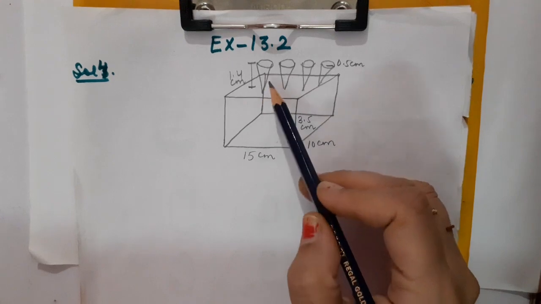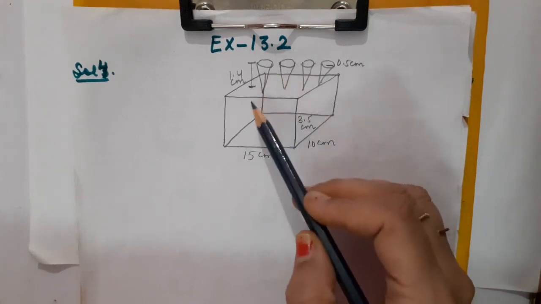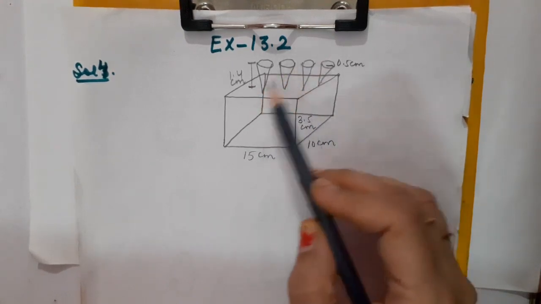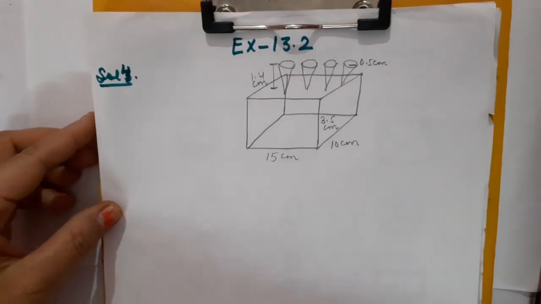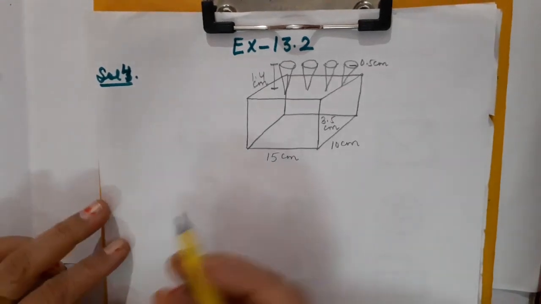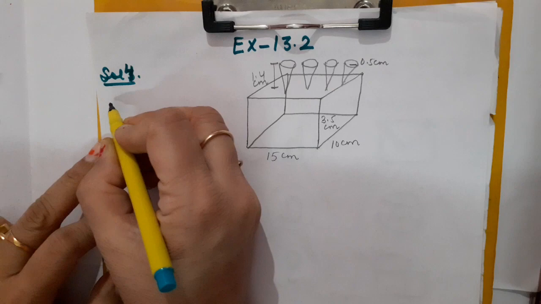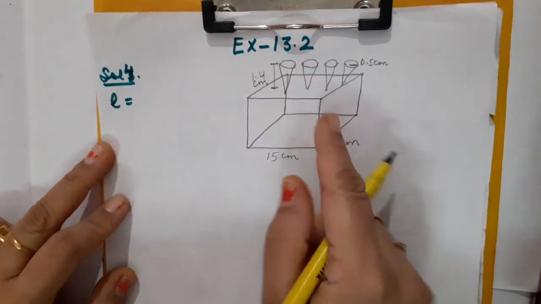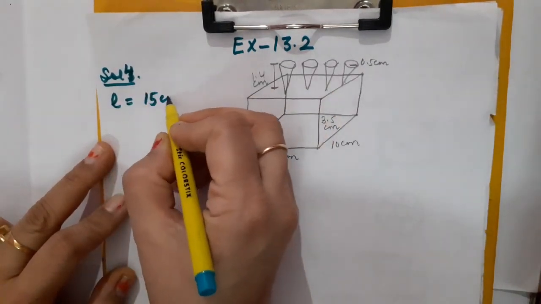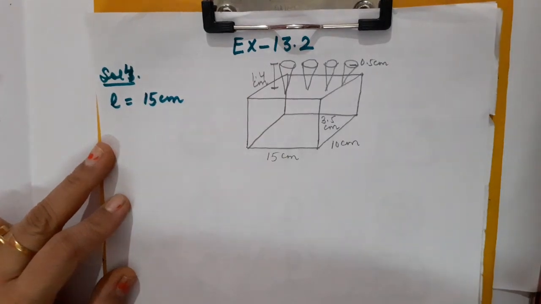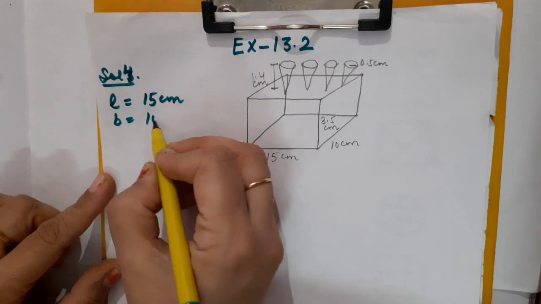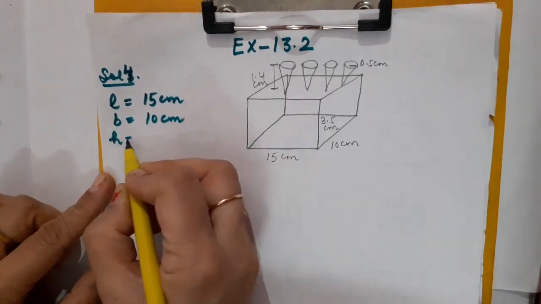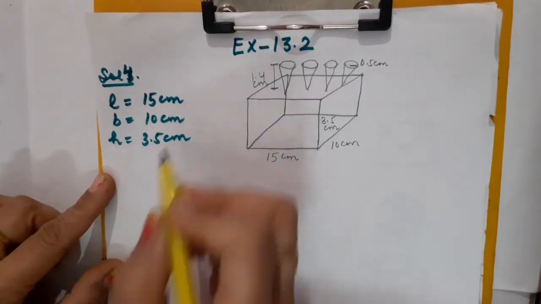Correct, children? Depression is nothing but some part you are going to remove from the main solid. So when some part is removed, definitely the volume will be reduced in that case. So let us start doing this question. First of all, the length of the cuboidal stand is 15 centimeter. This is given to us in the statement. I am going to represent length by L, and breadth is 10 centimeter and of course height is 3.5 centimeter.